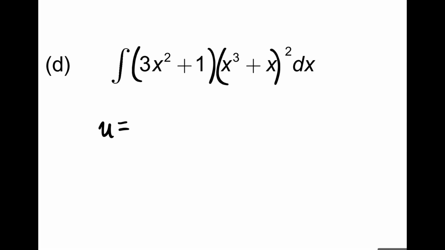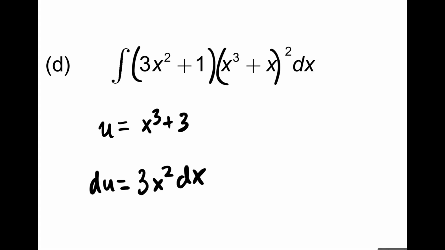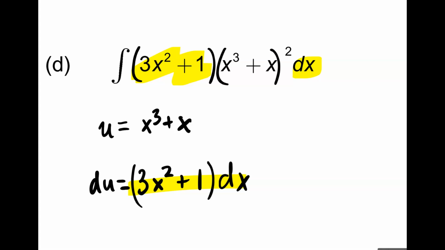I'm going to let u be the function with the higher exponent, because then when you take the derivative, hopefully du will be the other half. So x cubed plus 3, when I take the derivative, 3x squared dx. Oh, wait, plus x. No wonder, I was looking at the wrong thing. Plus x. So this is going to be plus 1 dx. This right here is exactly what we have. That's du. Perfect.